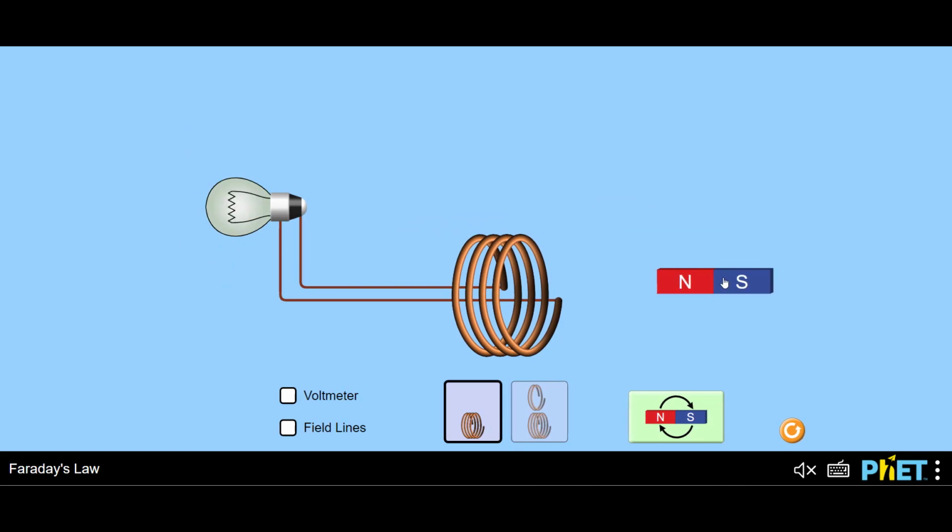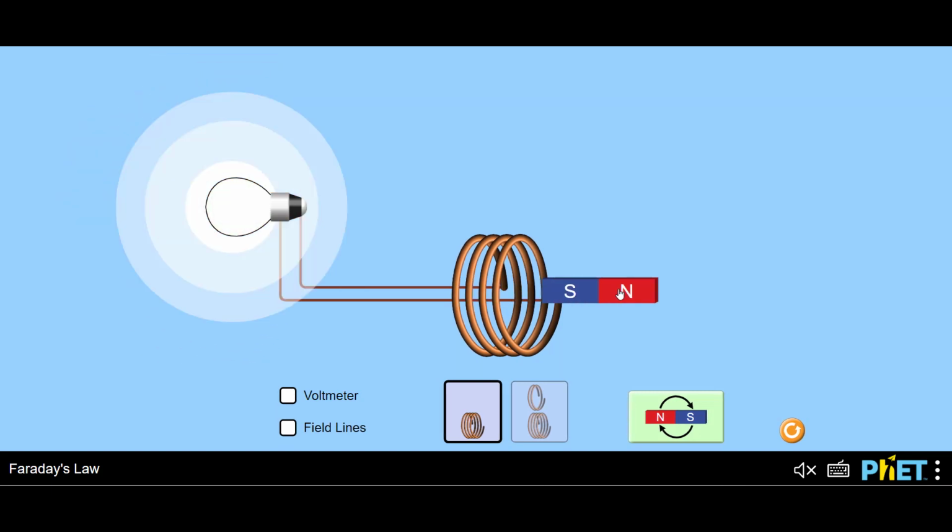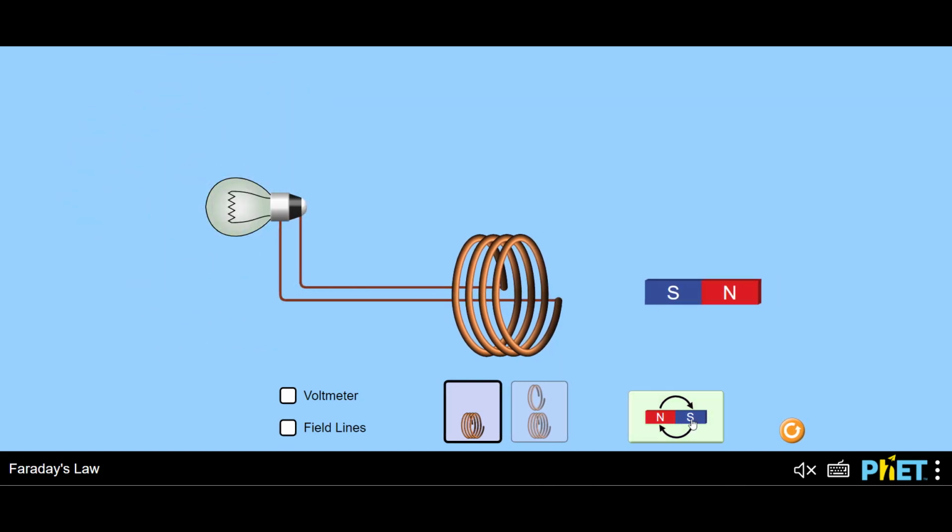So what will happen if we switch this magnet? Will we still produce electricity? For sure, yes, we are still producing electricity. Is there a difference between using the magnet this way or this way? Yes, there's a difference, and we will talk about it right now.